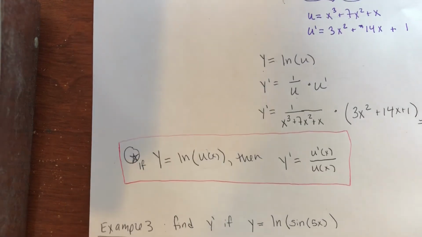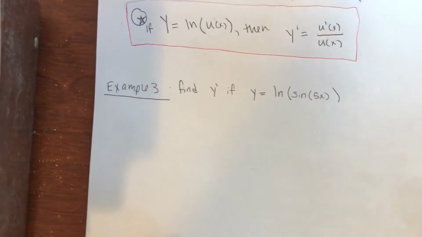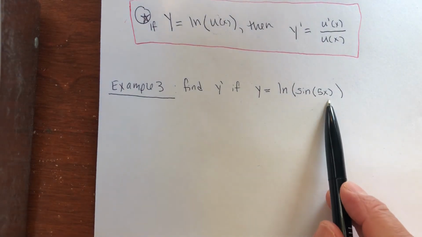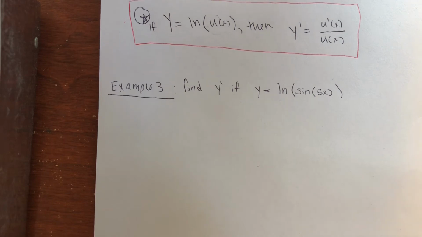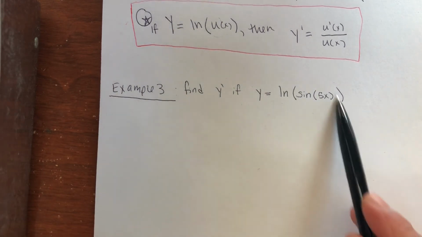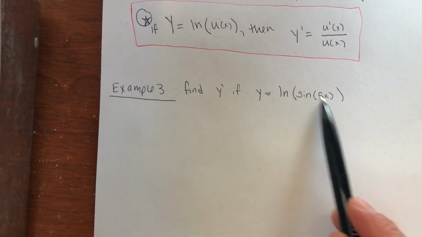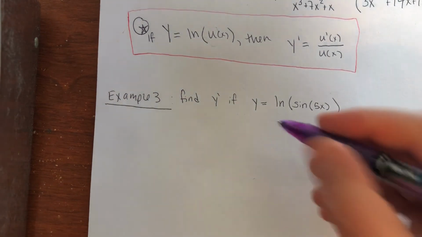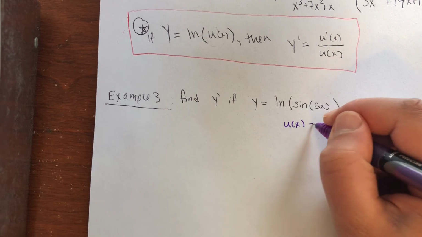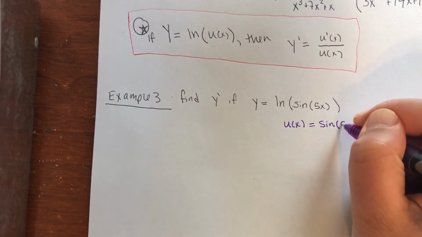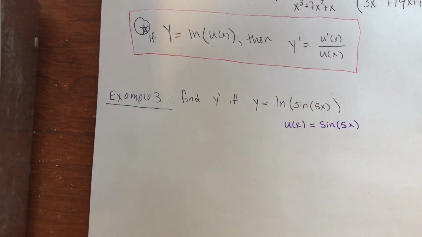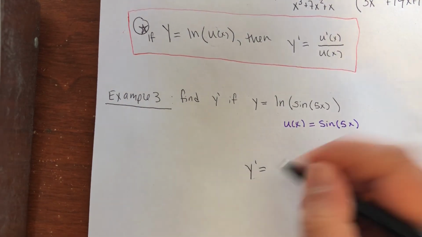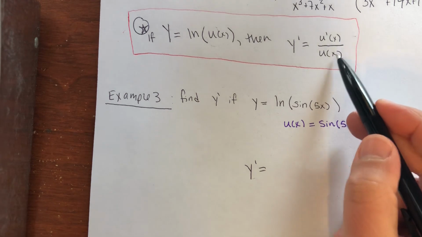All right, let's do one more example. Let's say y is the function ln of sine of 5x, and we want to find the derivative y prime. Well, using what we've just seen, our inner function here, our u function, would be sine of 5x. And so it should be the case that the derivative, y prime, according to this rule here, would just be the derivative of u over u.